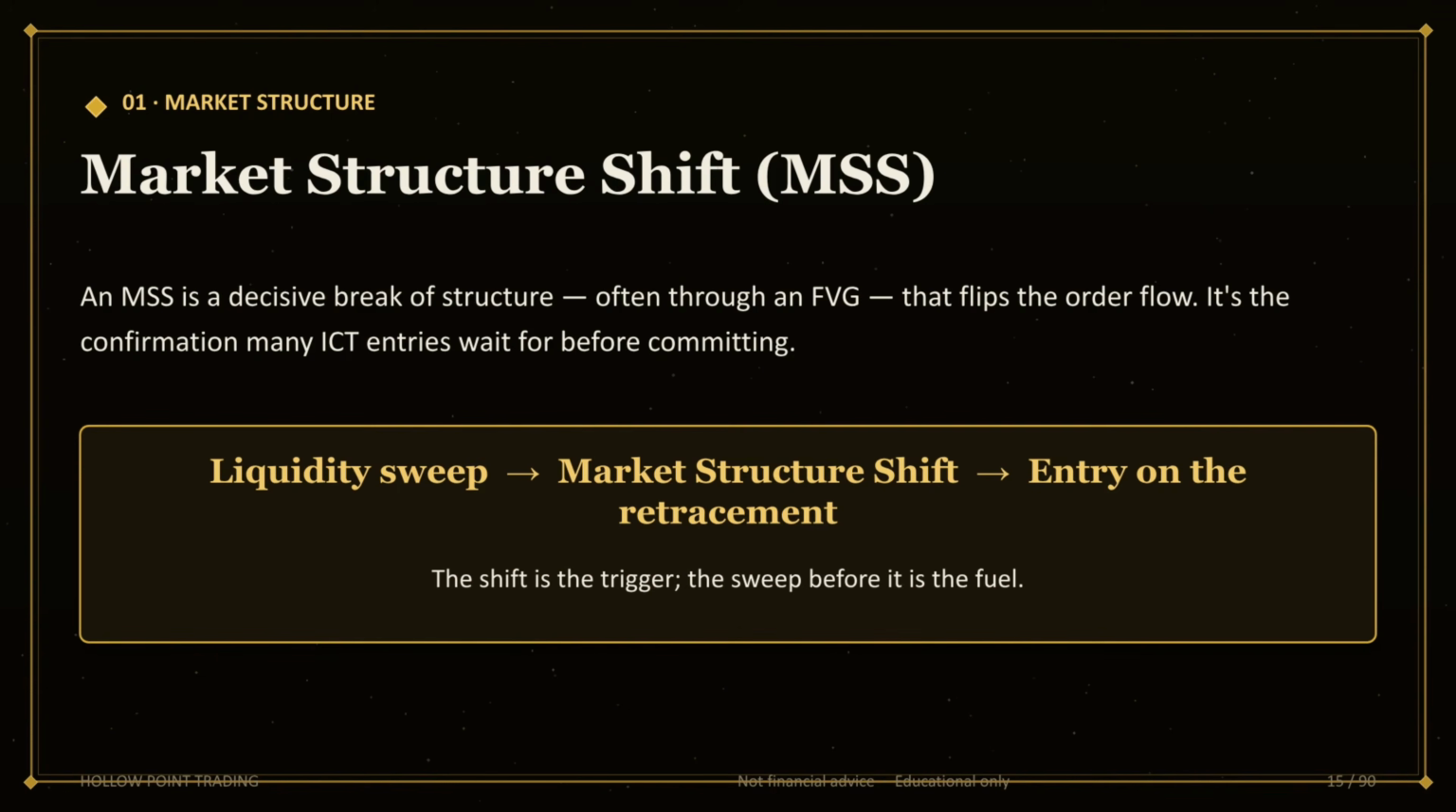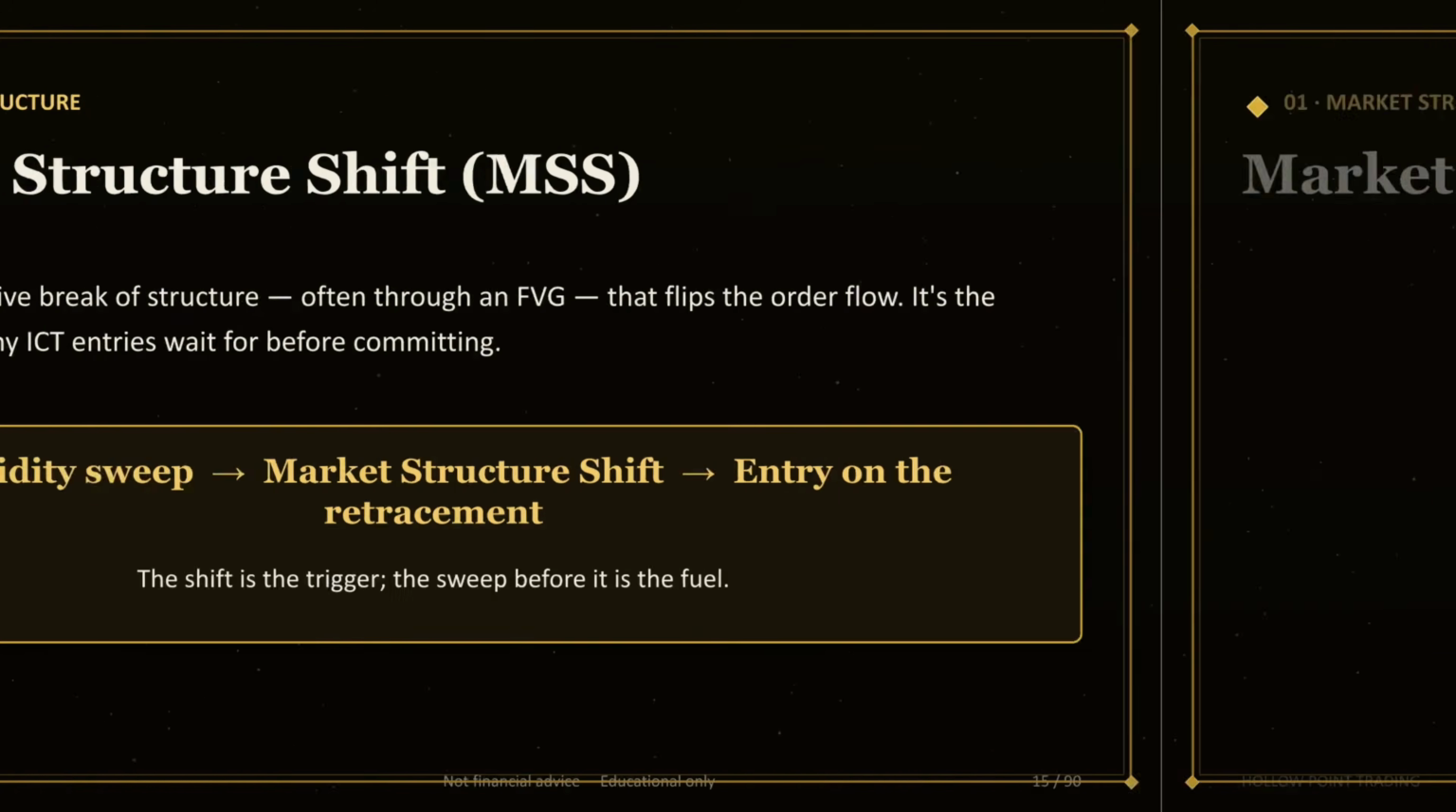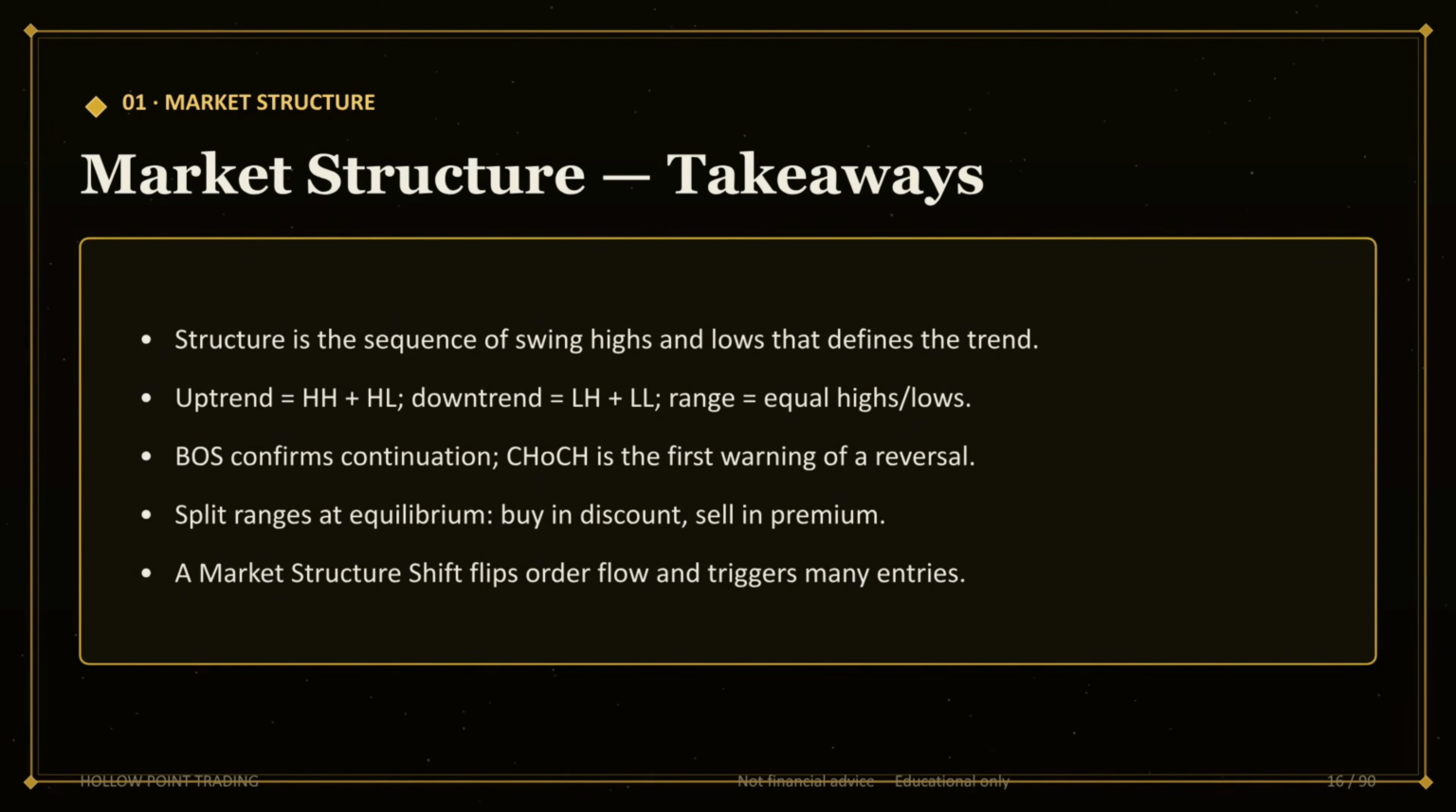A market structure shift, or MSS, is a decisive break in structure that often happens through a fair value gap. It flips the order flow and serves as the primary confirmation that ICT entries wait for before committing to a trade. To summarize market structure, it is the sequence of swing highs and lows defining the trend.